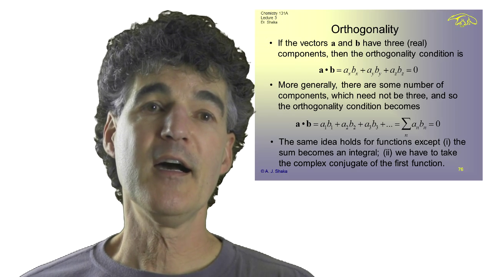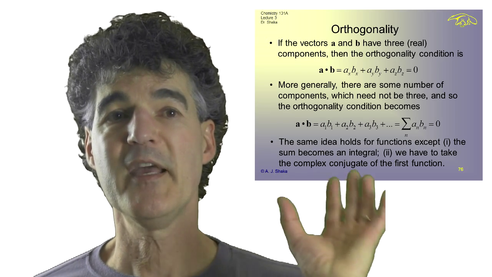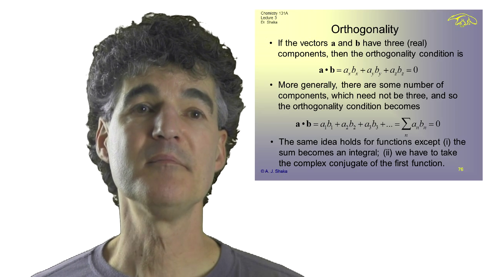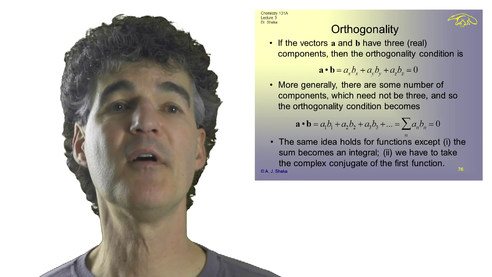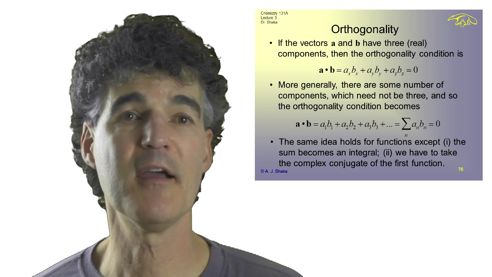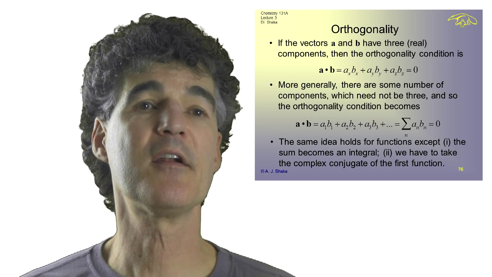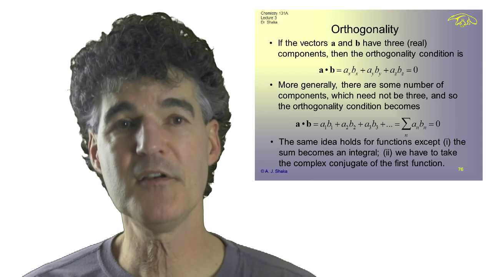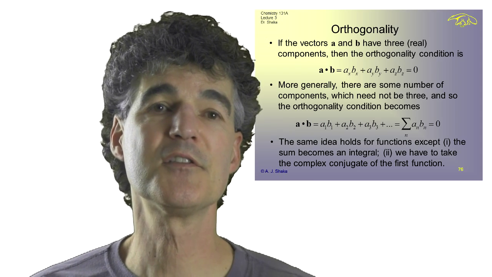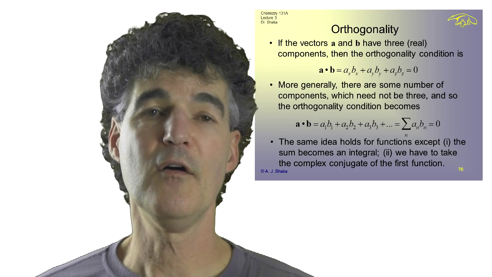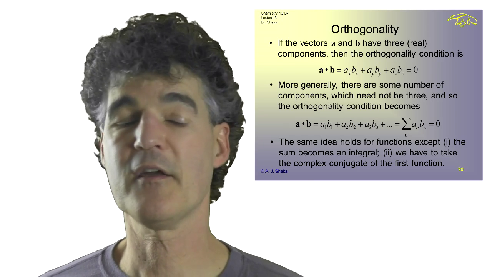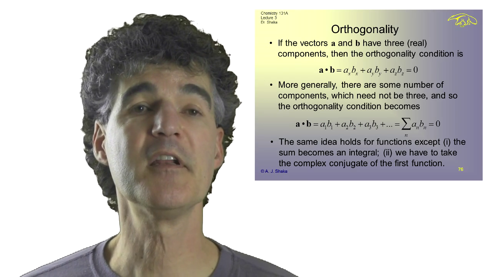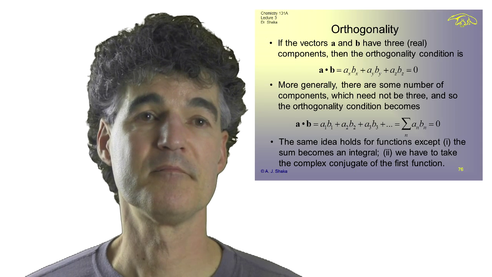More generally, if we've got lots of dimensions, then we need to expand our sum. So it could be a1 b1, because we don't want to have x, y, and z if we've got, let's say, 5 or 6 or 20. We run out of letters, so we switch to numbers where we won't run out. a1 b1 plus a2 b2 plus a3 b3, and we just write that in shorthand as the sum over n of an bn, and that goes to however far we want it to go, including in some cases to infinity, and that should be zero.